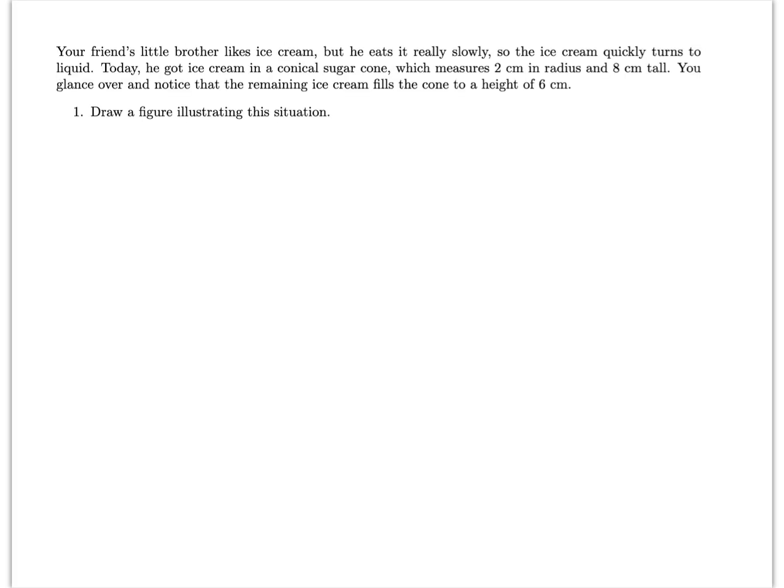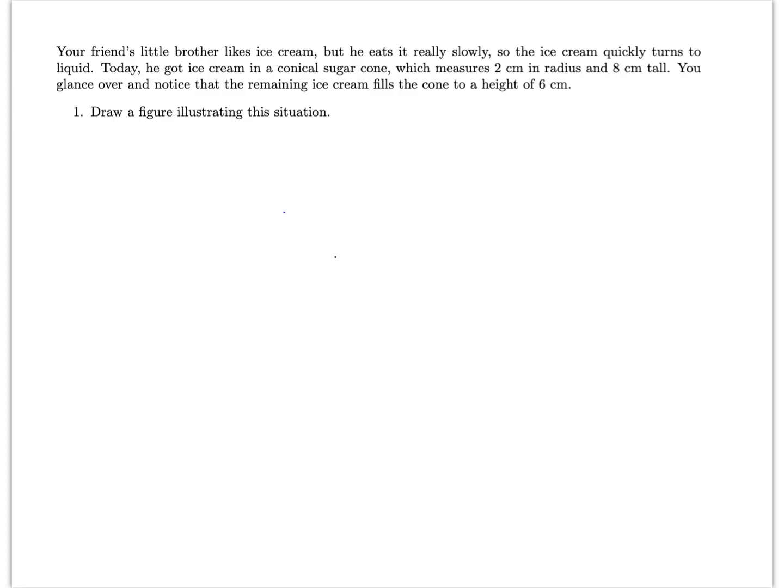Your friend's little brother likes ice cream, but he eats it really slowly, so the ice cream quickly turns to liquid. Today, he got ice cream in a conical sugar cone, which measures 2 centimeters in radius and 8 centimeters tall. And you glance over and notice that the remaining ice cream fills the cone to a height of 6 centimeters. So draw a figure that illustrates this situation.